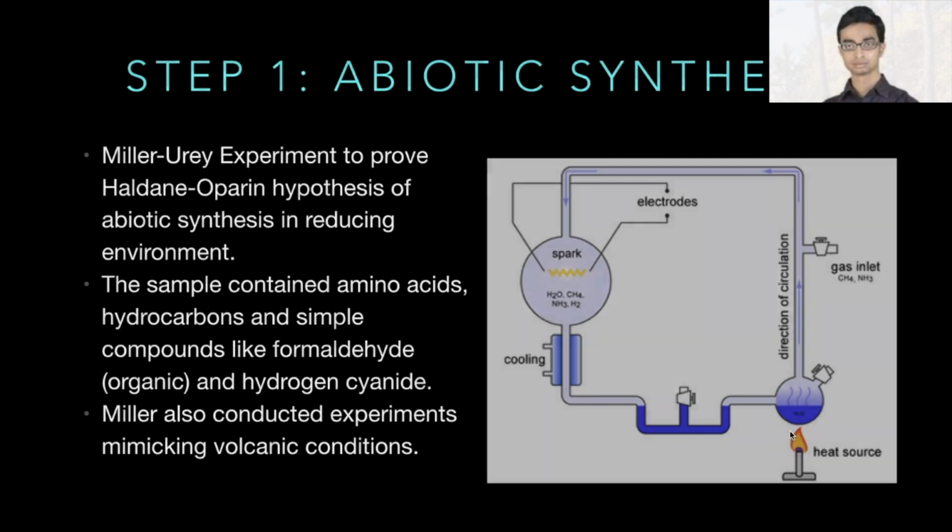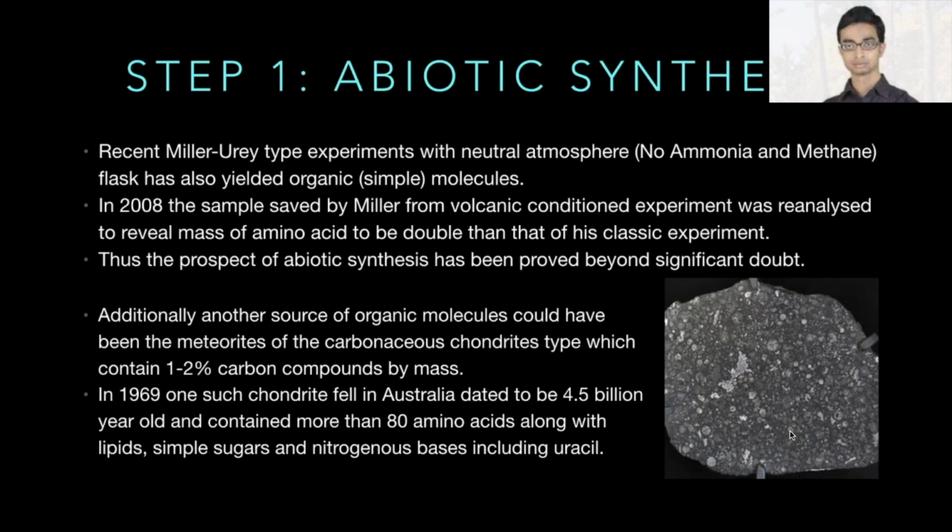Later, some challenged the amount of methane and ammonia present in primitive Earth's atmosphere to make it reducing enough, and in this revised model, a nitrogen and carbon dioxide based atmosphere is neither reducing nor oxidizing. Recent Miller-Urey type experiments with a neutral atmosphere flask have also yielded organic molecules.